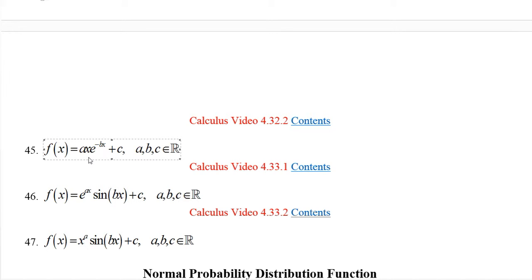Then I have a couple others. f of x equals e to the ax times sine of bx plus c. Again, a, b, and c are real numbers. Or here we have x to the a times sine of bx plus c. So we have a trig function times either a power function or an exponential function, and we add a c on the end. Look and see what that does to it.